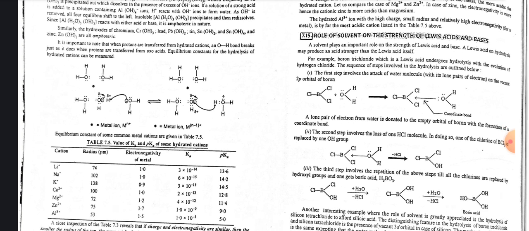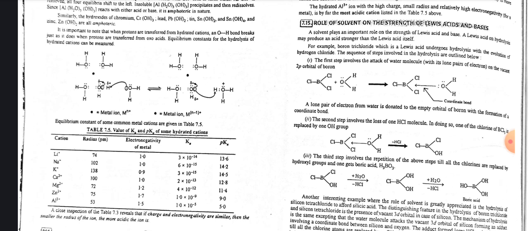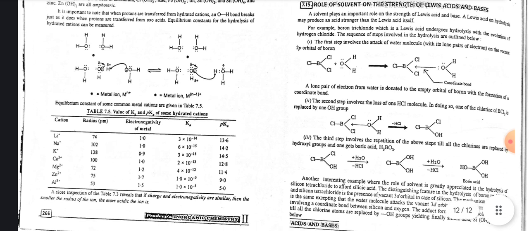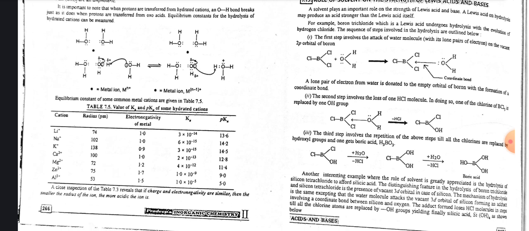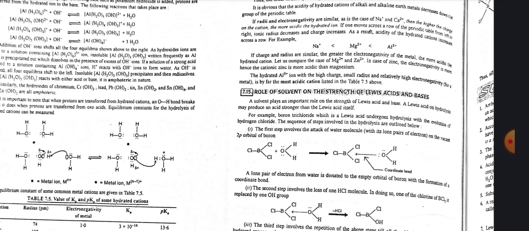It is important to note that when protons are transferred from hydrated cations, an OH bond breaks just as it does when protons are transferred from an oxoacid. The equilibrium constant for hydrolysis of hydrated cations can be measured. A close inspection of the table shows that if charge and electronegativity are similar, then the smaller the radius of the ion, the more acidic the ion is.